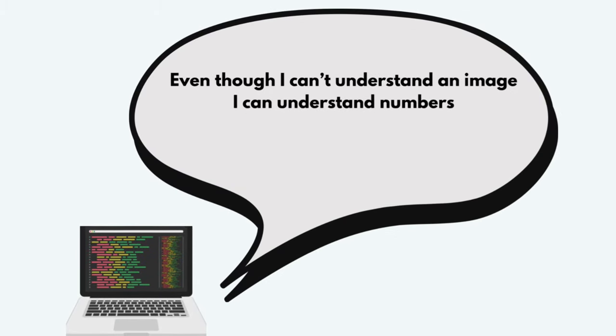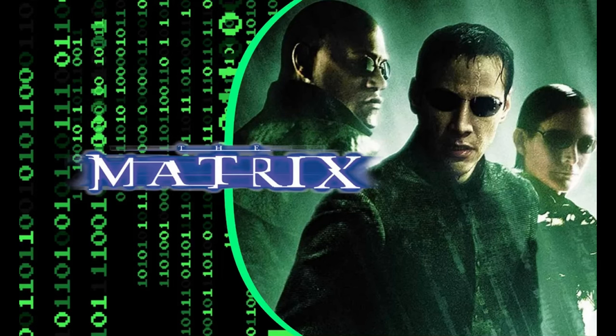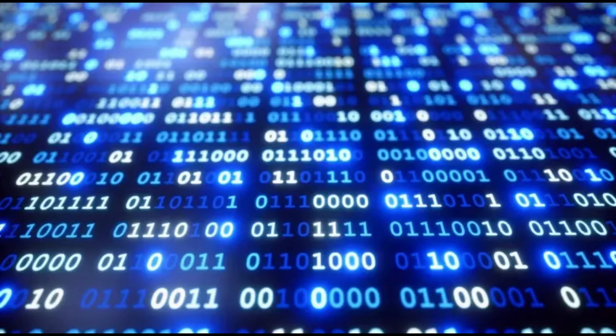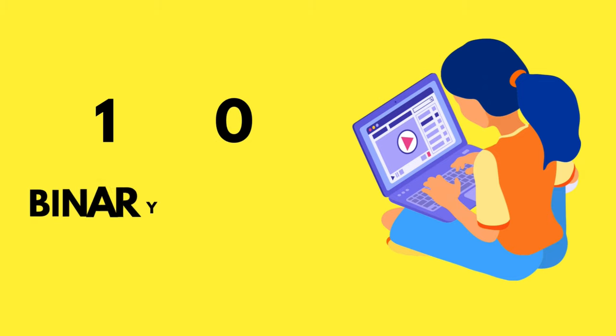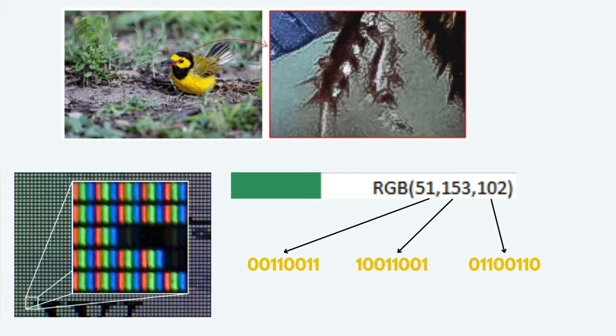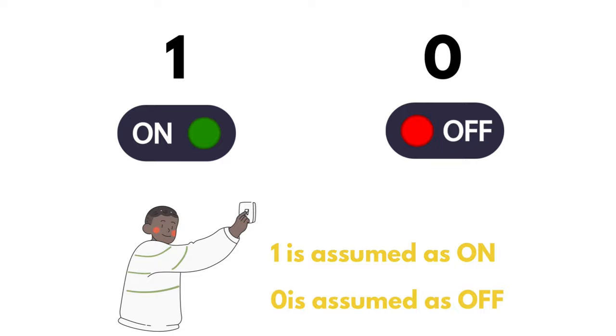Well, the computer says, even though I can't understand an image, I can understand numbers, that is 1s and 0s. So you might be seeing in many stereotypical movies large numbers of 1s and 0s flowing over the screen. So now you might be wondering, what are those 1s and 0s and how are they even linked to the computer storage? So here, 1 and 0 are called binary numbers. A computer can only understand these two numbers. Our computer is so dumb that it doesn't know anything more than 1 and 0. That's it. So after all these binary number conversions, it assumes number 1 as on and 0 as off. It is simply like a switch. If it is 1, it is on, and 0, it is off.